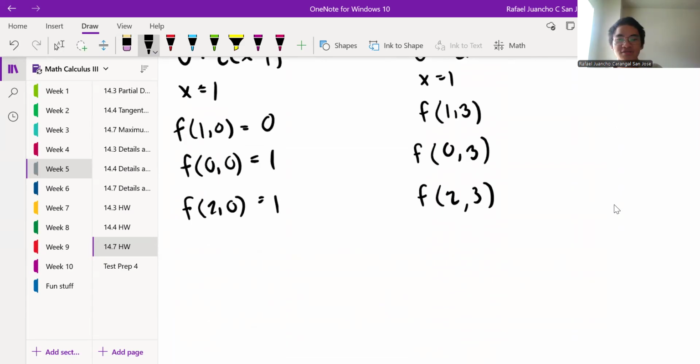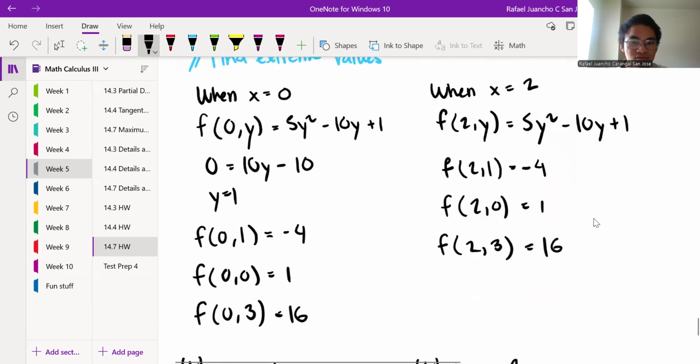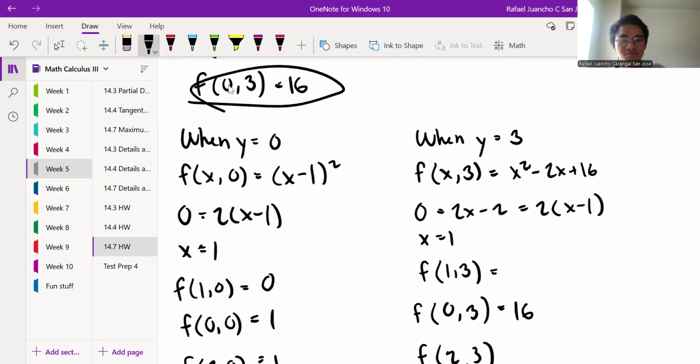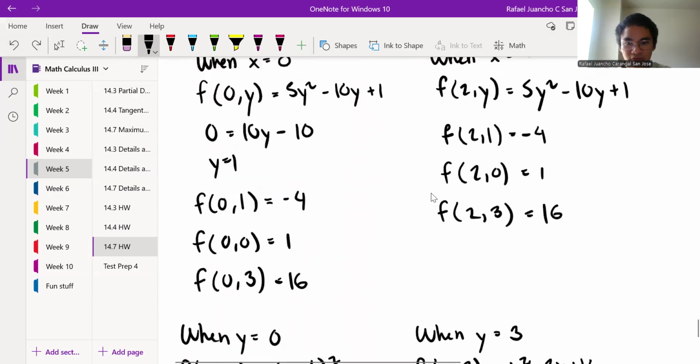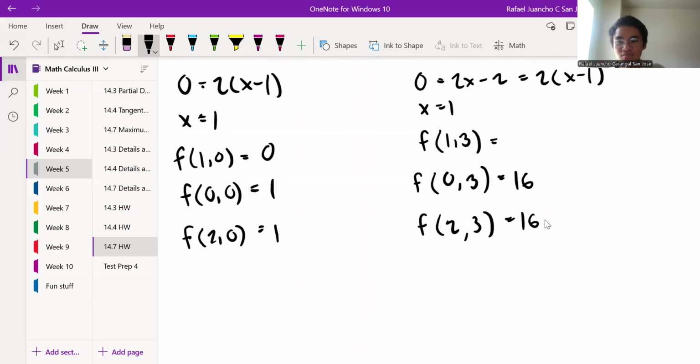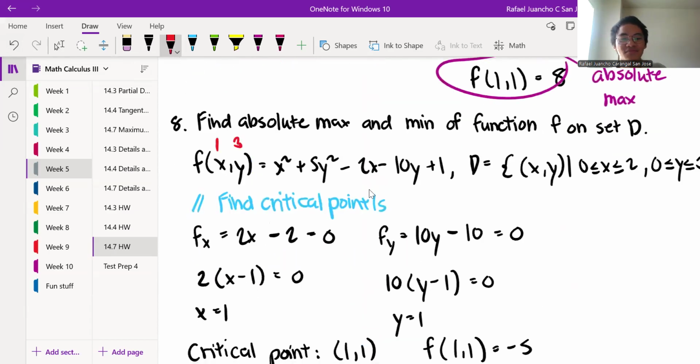Is there something similar here? Well, we can see 0 and 3. That's 16. Here, looking at this one. What else? 2, 3 is also 16. You know, I wouldn't be surprised if 1, 3 is just 0. But I think it is. Let me see. So 1 and 3. Because I think I'm recognizing a pattern here.